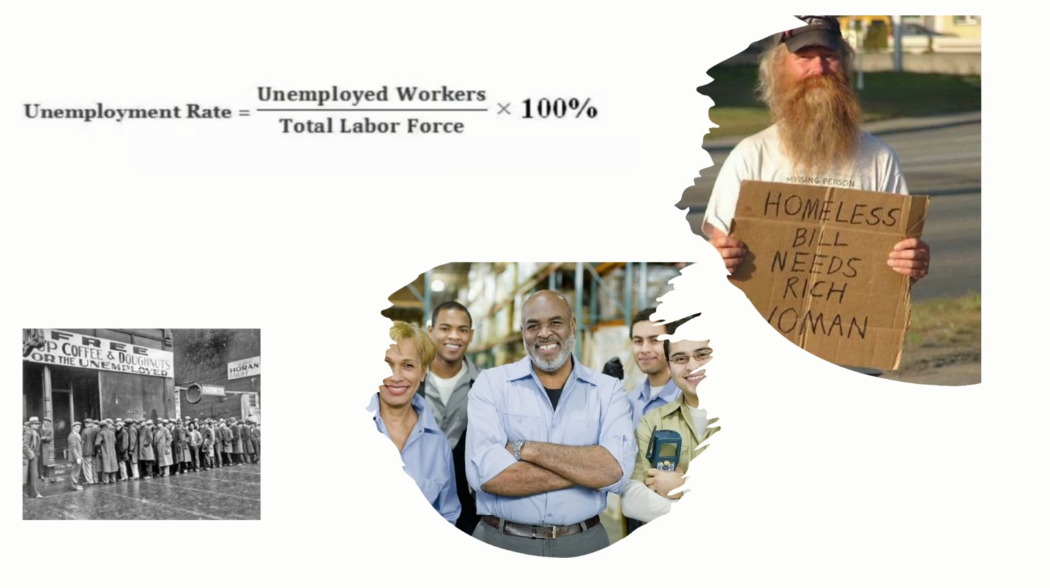The unemployment rate formula that you gotta know for the AP macro exam is unemployed workers divided by the total labor force times 100%. The total labor force includes people in a population who are either employed or unemployed.